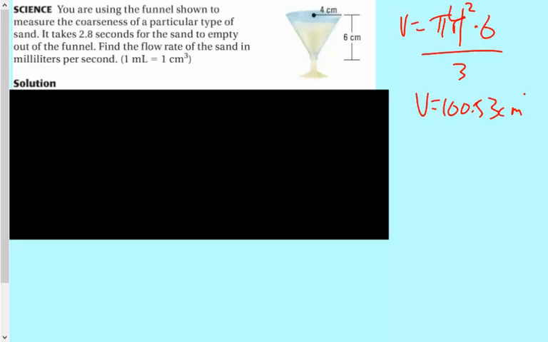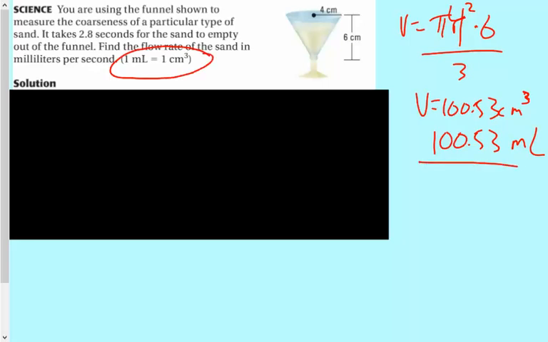So the volume of the cone is equal to pi times radius squared, the radius is 4, times the height, divided by 3. So if I do that, 16 times 6 times pi, and then divide that by 3, I get a volume of 100.53 cubic centimeters, which is the same as 100.53 milliliters based off of this simple conversion that they give us here.